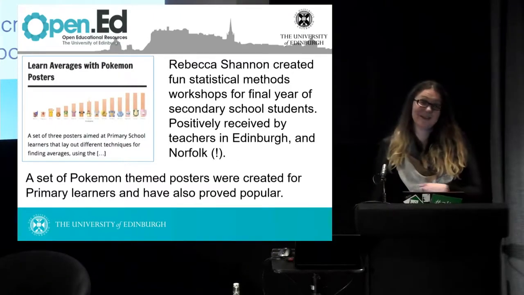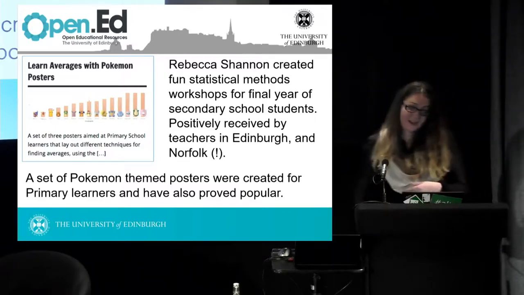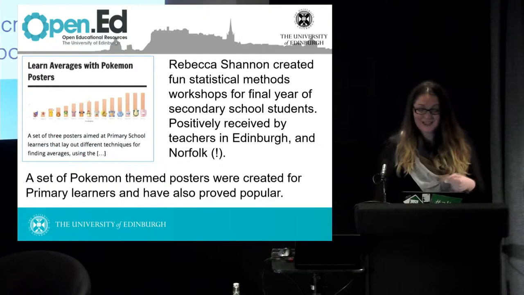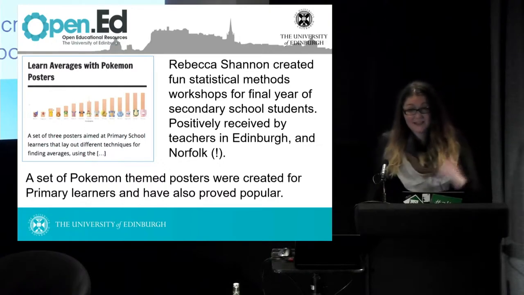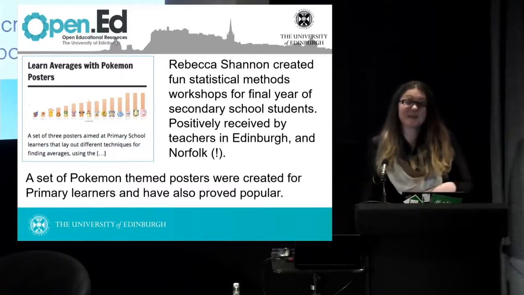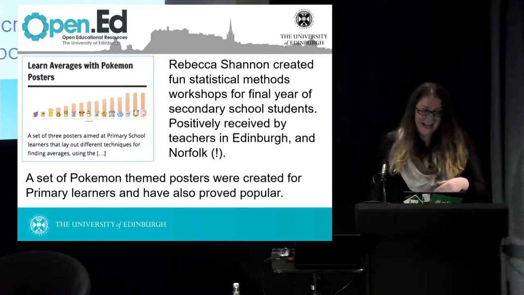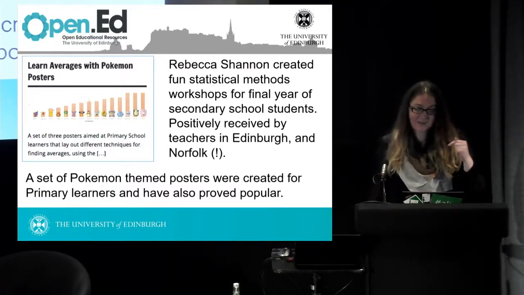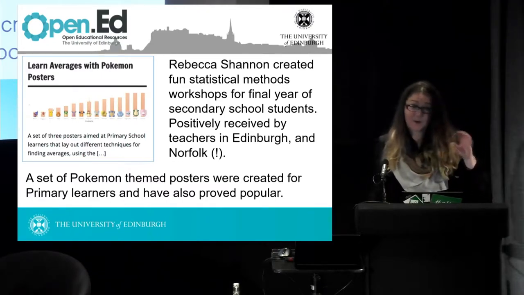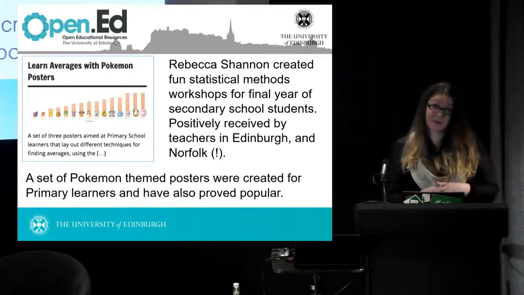Another one that I'm really quite pleased with, Rebecca Shannon created fun statistical methods workshops for final year secondary school students. These were positively received by teachers in Edinburgh and, through the power of Twitter, in Norfolk. And she then went on to create a set of Pokemon-themed posters with our intern over the summer, focused on primary learners, which have also proved quite popular.